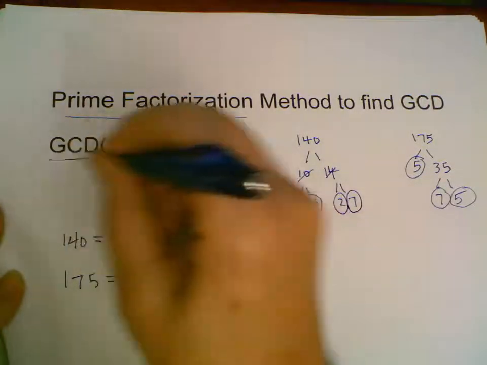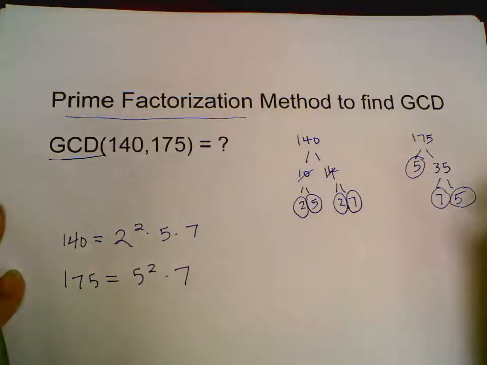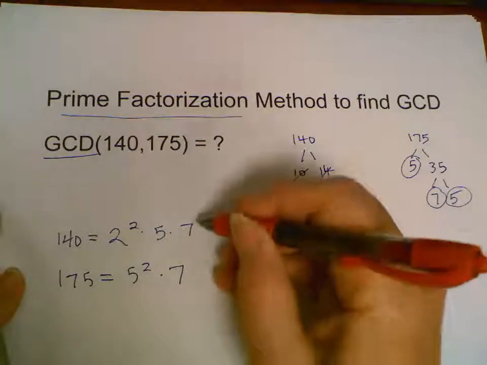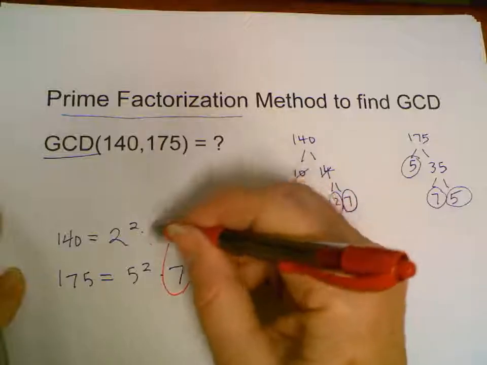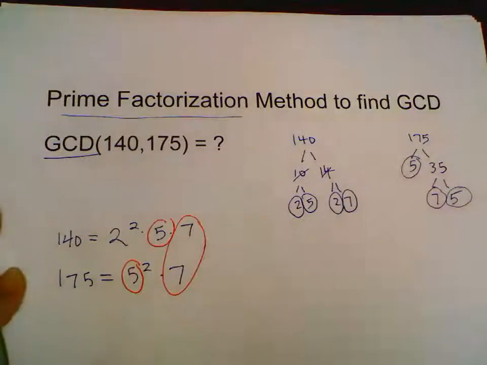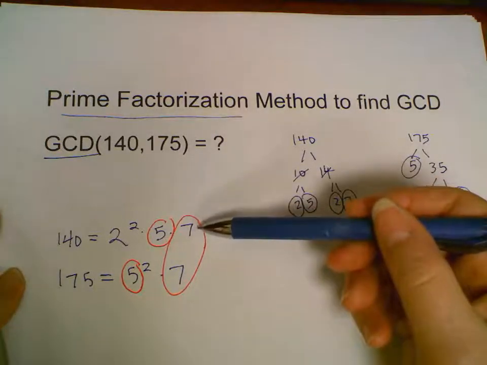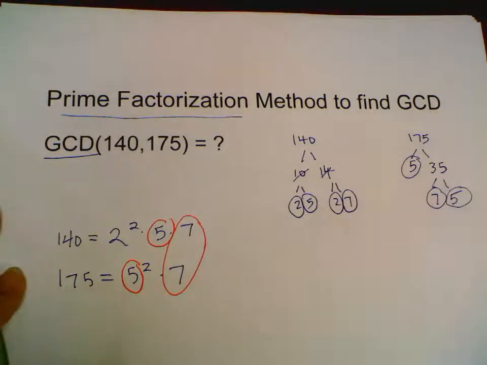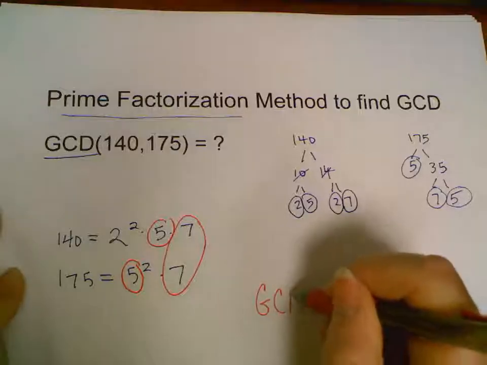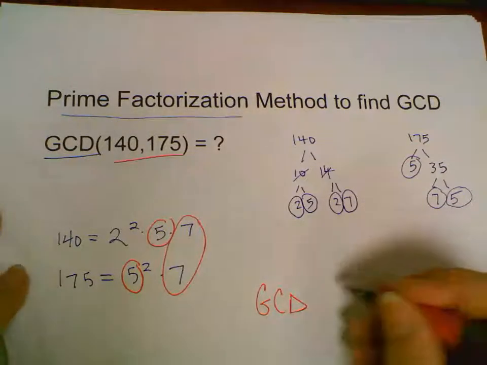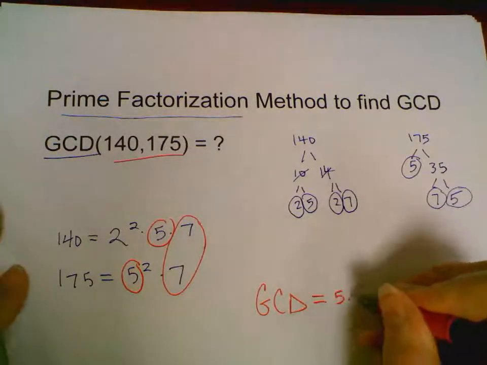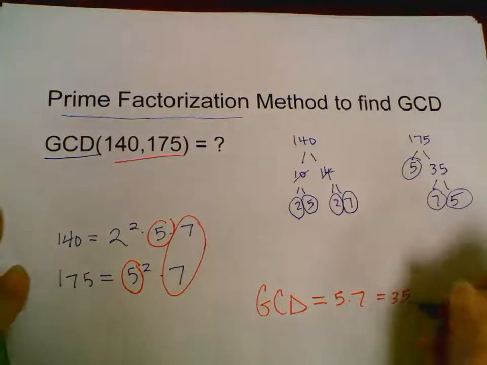To find the greatest common factor, we need to see what they have in common. They have a 7 in common, and they have one 5 in common. We can't say 5 squared because this number doesn't have 5 squared. So the greatest common factor between 140 and 175 is 5 times 7, 35.